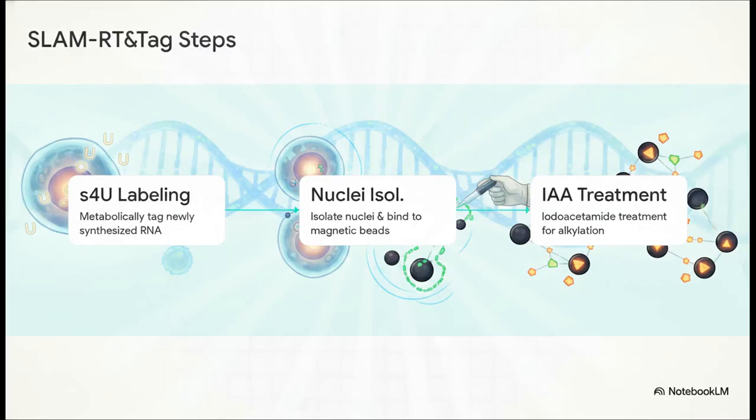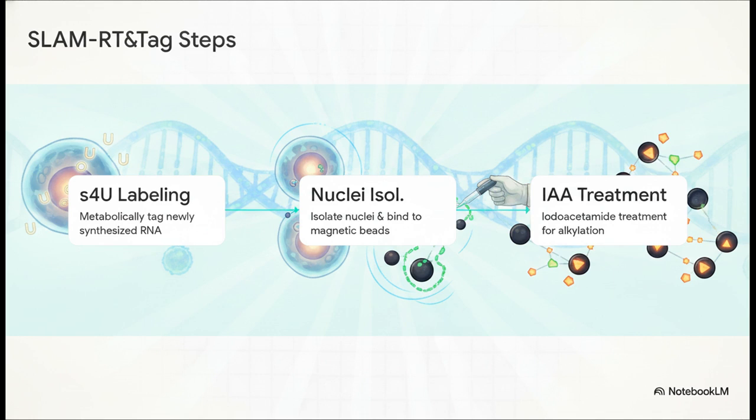To really appreciate the data, we first need to understand the tool. SLAM-RT&Tag is a kinetic labeling strategy that ingeniously combines RNA metabolic labeling with the spatial precision of RT&Tag. If you want to implement a step-by-step pipeline for this in your own lab, the study outlines 5 critical protocol modifications. First up, you initiate an S4U metabolic pulse to label newly synthesized RNA in living cells. Second, and this is key, nuclei isolation must happen under highly precise cold temperature controls to lock in those delicate spatial relationships before you tether them to magnetic concanavalin A beads.